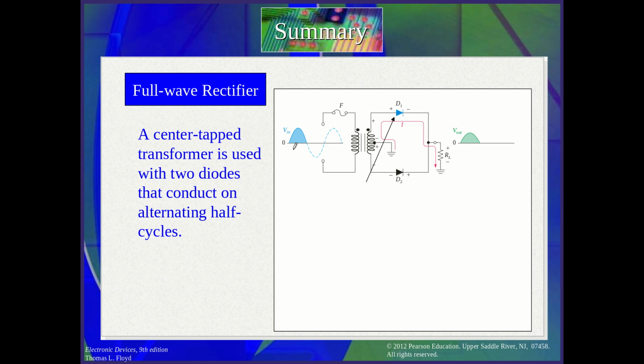Now in the positive half cycle, it will go from here, plus minus. These are the signs of this center tap transformer. So the flow of the current is going to this side.